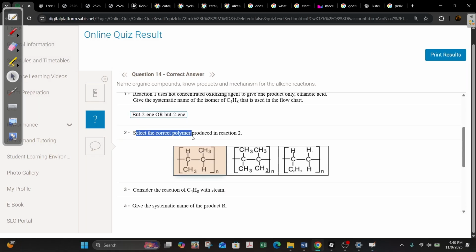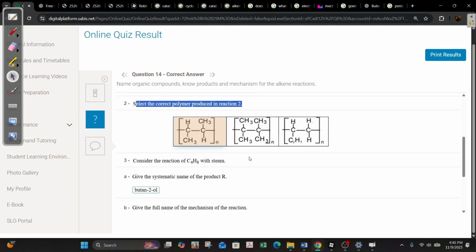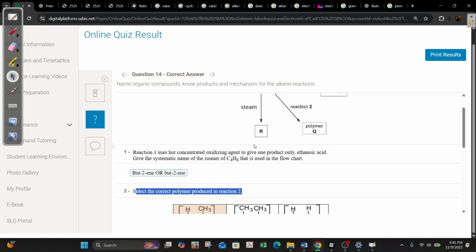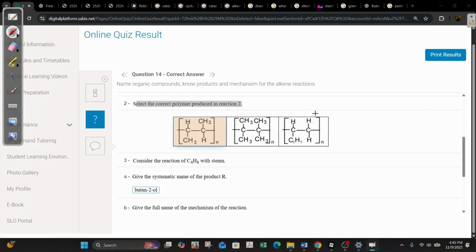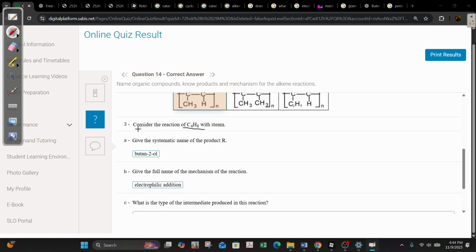For the next one, select the correct polymer produced in reaction 2. Okay, since we know that's butene, you can simply break the double bond. Oh yeah, let's just break the double bond, and it can be here, it can be there, it doesn't matter. And then two single bonds are formed. So the pi bond is broken, and two single bonds are formed. Okay, easy. For question 3, C double bond C, CH3, CH3. Give the systematic name of product R.